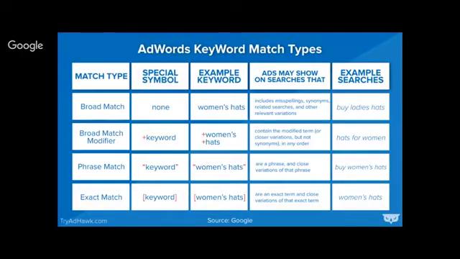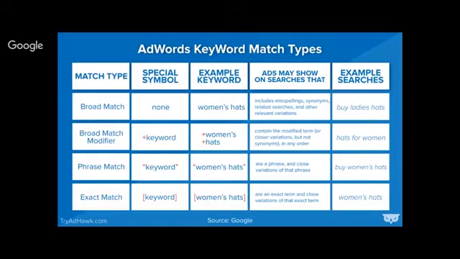AdWords match types. You have 4 match types. I'm going to cover off each one on its own. So first we have broad match. It doesn't have a special symbol. The example here we've got is women's hats. Now this is pretty much anything close to women's hats. It can generate a huge number of variations, and they can be really different. You can see an example here, ladies' hats, very different to women's hats. Don't use this. There's a couple of edge cases, but in general, just don't use it.